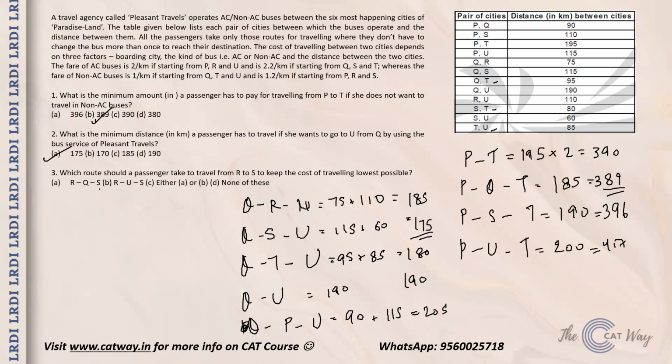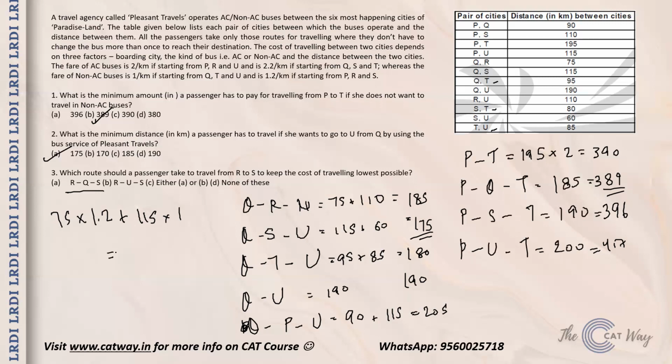Now moving on to the third one. Which route should a passenger take to travel from R to S to keep the cost of traveling lowest? Okay, so if you go from R to Q, RQ is 75. And lowest possible it is talking about, right? So lowest possible will be non-AC buses. So from R to Q you go at 1.2 rupees, plus Q to S, if you go, 115 rupees. So Q to S they will charge 1 rupee.